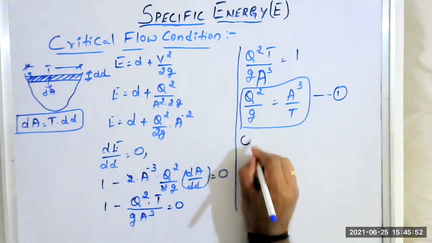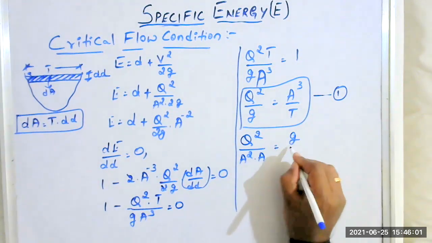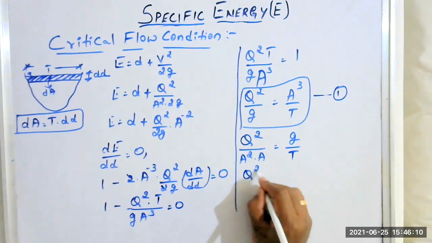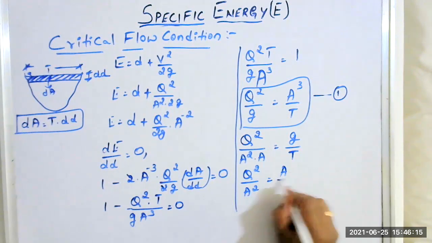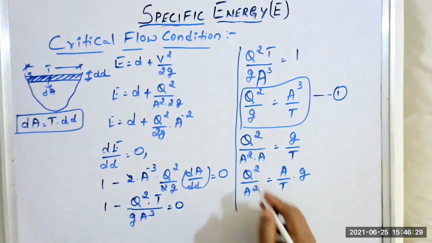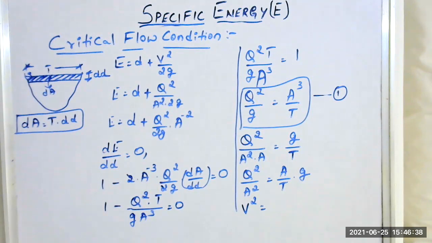Further, I'll take this a cube to this side and write a square into a, which is equal to g divided by T. Then further I'll write Q square by A square is equal to A divided by T into G. So what is Q square by A square? By the continuity equation, we know that Q is equal to area into velocity, then Q by area is equal to velocity. Therefore, Q square by A square I can write as V square, which is equal to area divided by top width into G. While discussing the channel sections and geometrical properties, I explained that the ratio of area of the channel to the top width of the channel is nothing but hydraulic depth D. So this D is hydraulic depth, which is A divided by T.